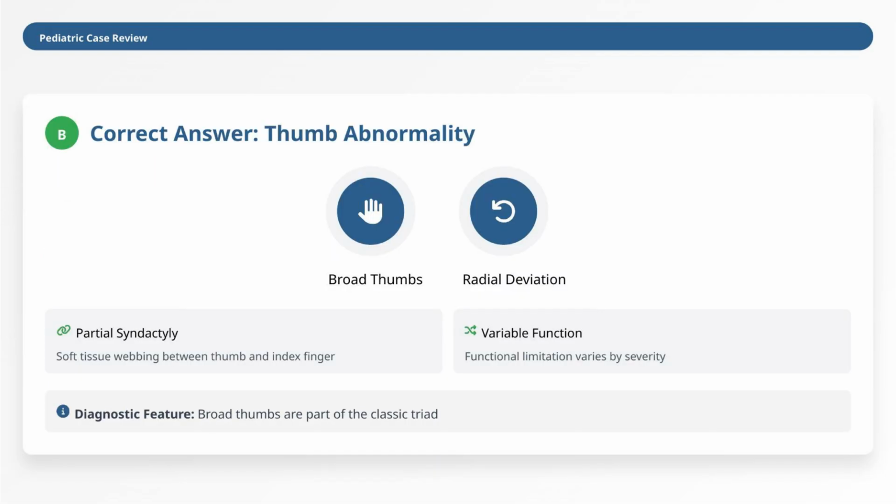The thumbs in Pfeiffer syndrome are characteristically broad and widened with radial deviation, meaning they angle outward from the hand. Partial soft tissue syndactyly may occur between the thumb and index finger. The great toes show similar broadening. These digit abnormalities are part of the diagnostic triad and result from abnormal bone development during embryogenesis.